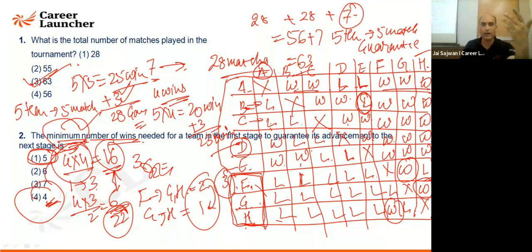So if I talk about the guarantee, 5 wins does not give you a guarantee that you can move to the next stage. Do you agree with it? Because 5 teams are there. So if someone is talking about guarantee, sorry, I missed that word. With 6 wins only, it is confirmed that you will be moving to the next stage. Fine. When we talk about the guarantee, it means whatever happens in the world, you will be moving to the next stage. For that, you need to have 6 wins.